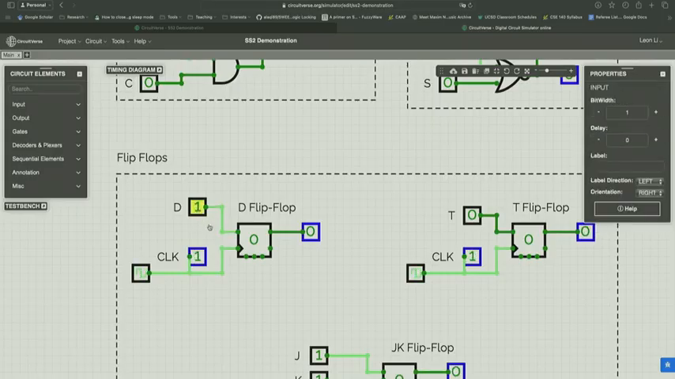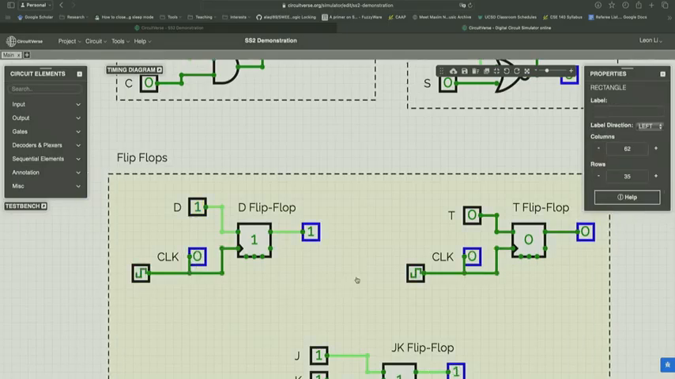I change my input, clock goes to 0, clock goes to 1. At that precise moment, output gets updated. Again, I'll change my D to 0, and when clock goes from 0 to 1, at that exact moment, output gets updated. So the output only changes when clock goes from 0 to 1. It will record the D value at that moment.